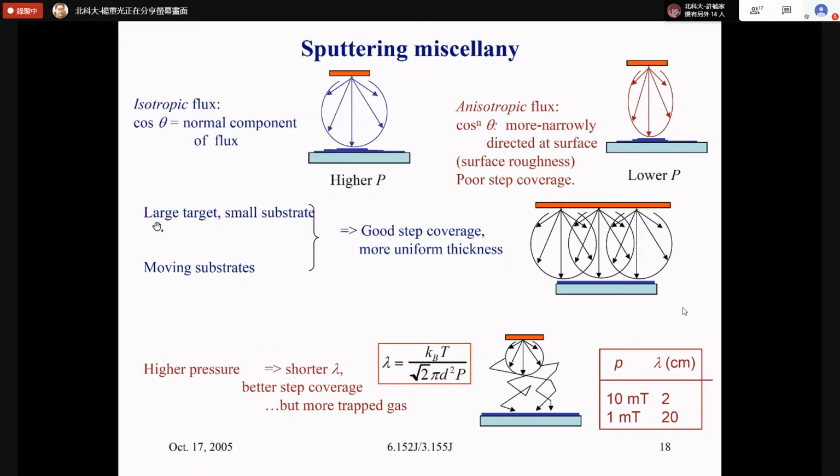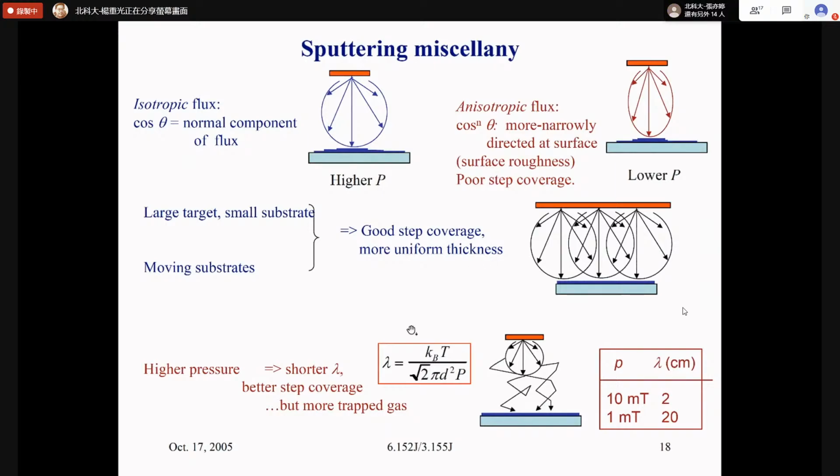And so this is the way that we do the estimation on the sputter step coverage. If you have a moving substrate, sometimes you got a moving substrate, or sometimes you got a situation where you have a very large target and a very small substrate. Okay, all come out to this result, more uniform thickness.